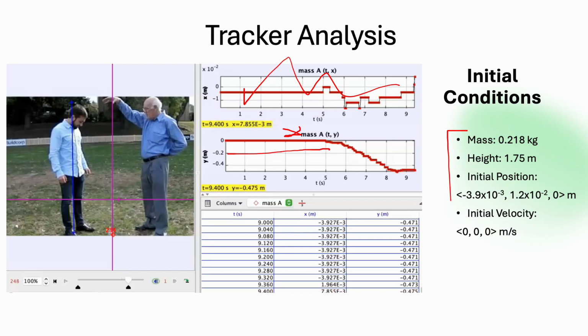And here are our initial conditions. The mass of the slinky was 0.218 kilograms. The initial height was 1.75 meters. That's how tall this guy is here. I did have to randomly Google that. The initial position is shown here. Well, you see 9 here, but the initial position is here. And then the initial velocity is 0, 0, 0 because it started at rest.